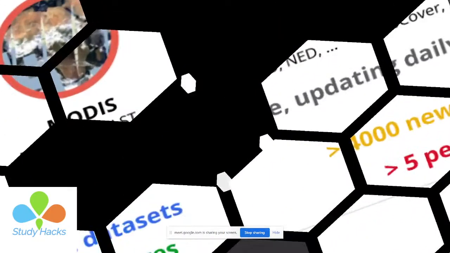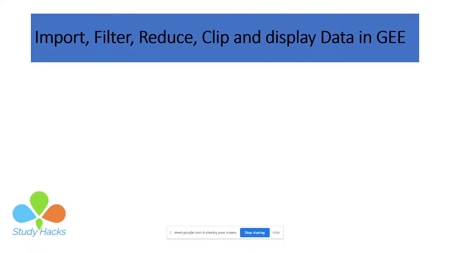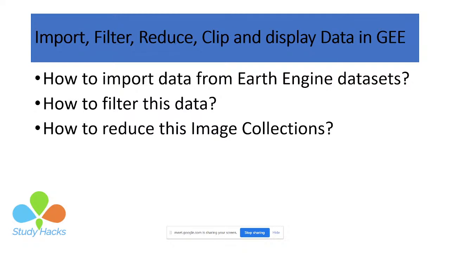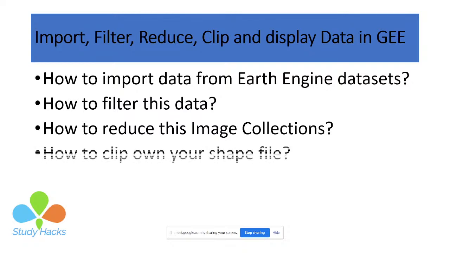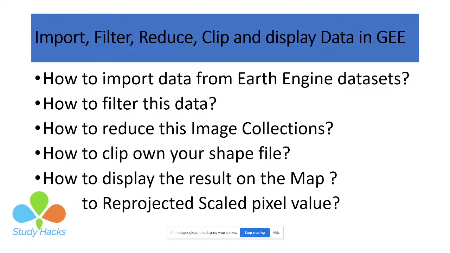So in this time I want to show you how we can easily import the data set from the Google Earth Engine platform. How you can import the data from the Earth Engine data catalog, then how to filter this data, how to reduce this image collection, how to clip on your shape file, and then how to display the result on the map. And how to reproject the scale pixel value.